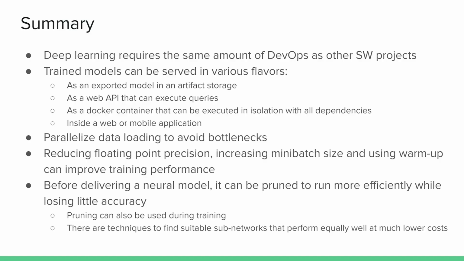And before delivering a model, you should always at least think about whether you really need the large model in its entirety or whether you can actually prune some of the weights that are in there. And if you can prune it while not sacrificing a lot of accuracy, it is highly advisable to do so, therefore reducing the computational costs on your clients. So there are techniques to find suitable networks that still perform equally as the full model, while now running at a much lower cost.